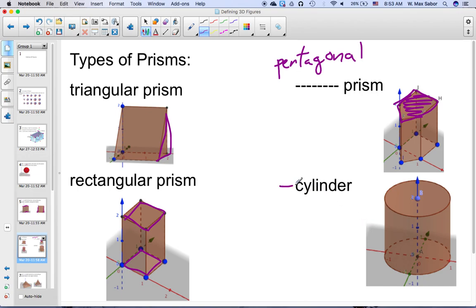And depending on which way you define prism, you might argue that a cylinder is a prism. The definition I used did not include it because it's not a polygonal base, but other than not being a polygon, it's pretty much the same because we have 2 congruent parallel circular bases.